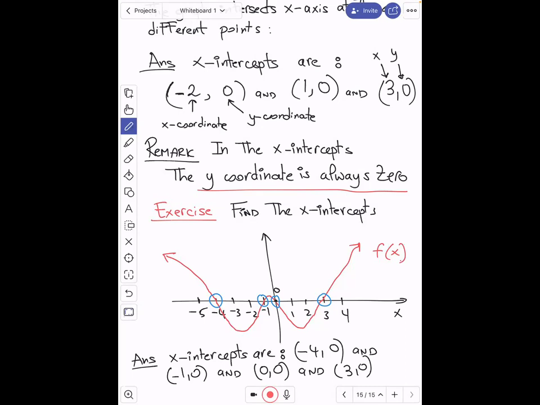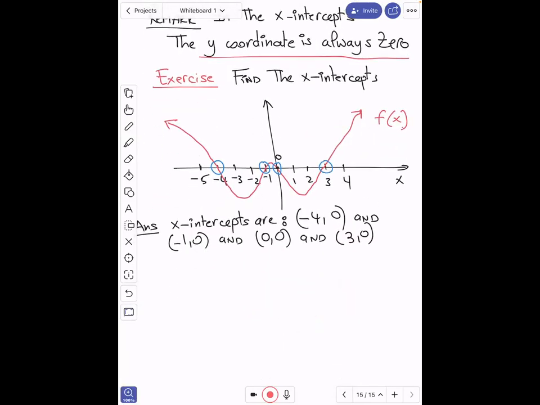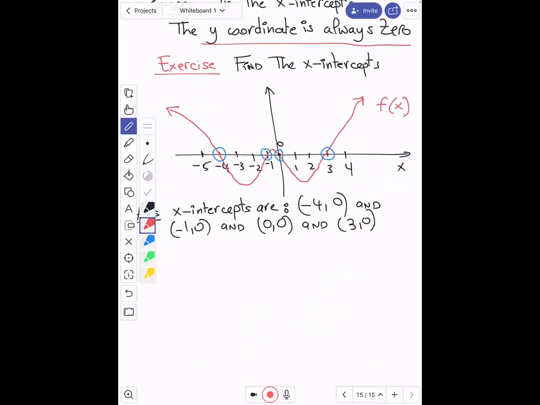All right. Any question, guys? Using graphs, I think it's not really hard. Now, using equations, we're going to try to find the x-intercept using equations, and sometimes it's not easy, I think. So next, using equations. So we're going to try to find again the x-intercepts.